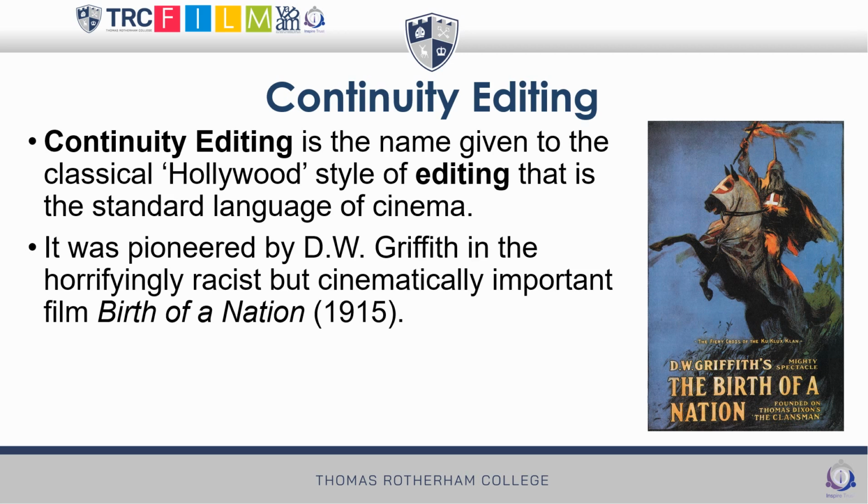Griffith. He is one of the most important filmmakers of all time. He made some of the most important and greatest films of all time. This film, Birth of a Nation, is his most important film. It is, from today's standpoint, horrifyingly racist. I mean, this is a film where the Ku Klux Klan are the heroes and black people are the villains.